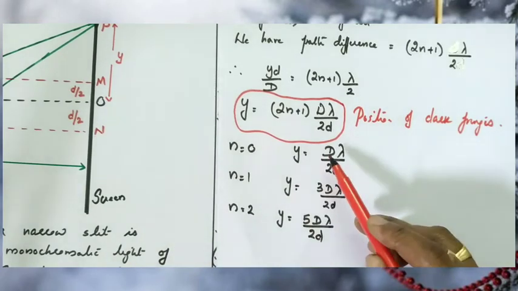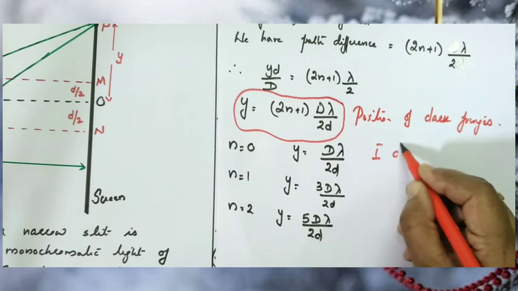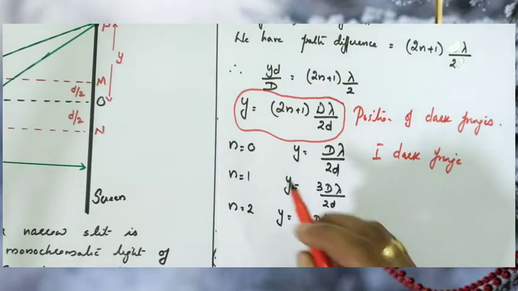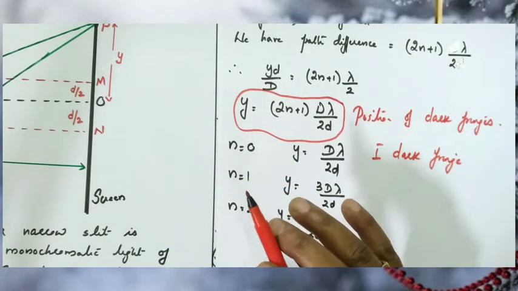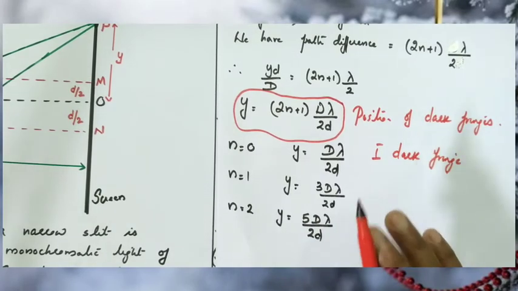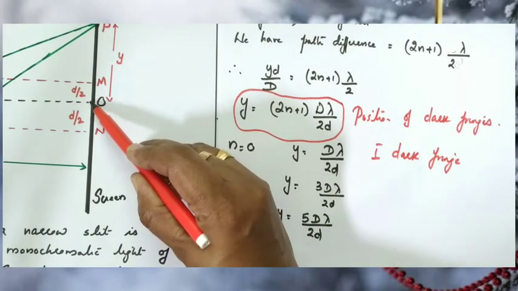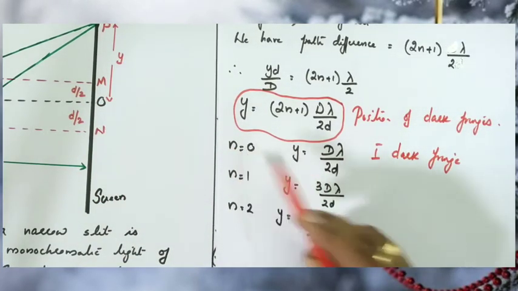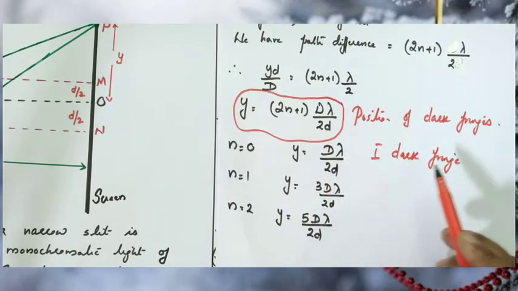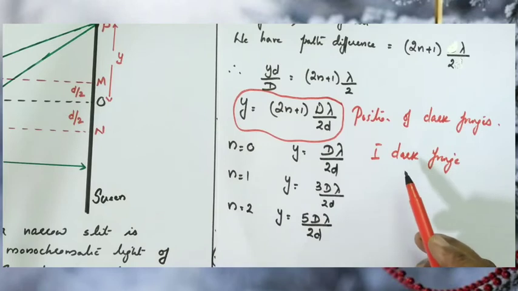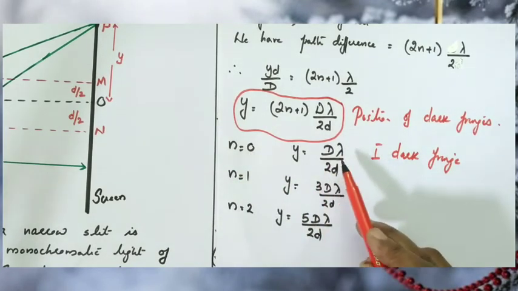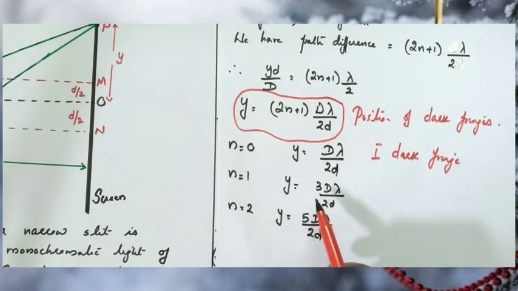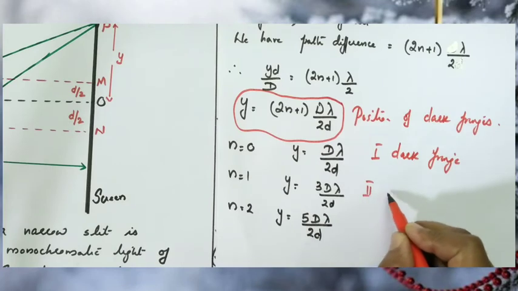So this is the position of the first dark band or first dark fringe, because at the center region, if you take n equal to 0 in the first case, only a bright band is formed. At the center region, that means here, this is the center, y equal to 0, only a bright band is formed. So here if you put n equal to 0, that is the condition for the first dark fringe. That is the position of the first dark fringe. So n equal to 0, y equal to D lambda by 2d, is the position of the first dark fringe. N equal to 1, y equal to 3 D lambda by 2d, is the position of the second dark fringe.